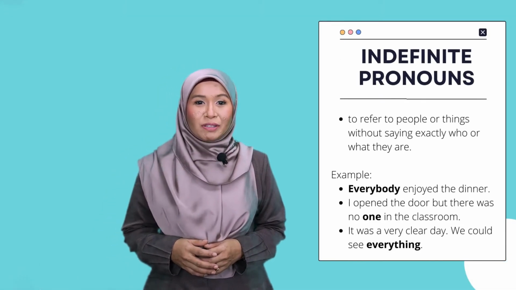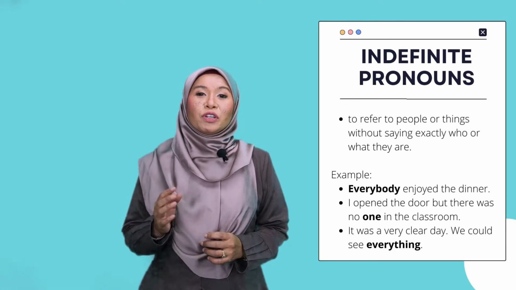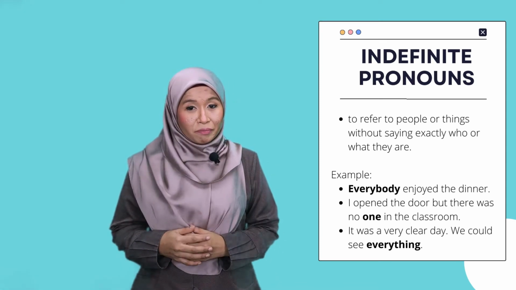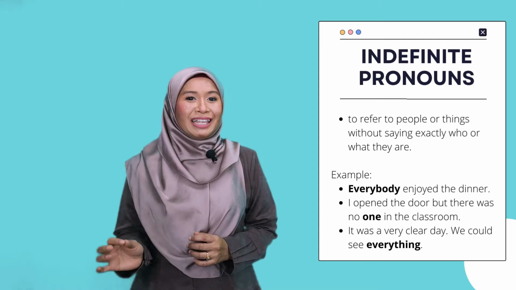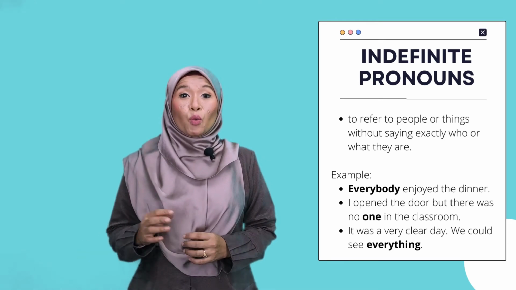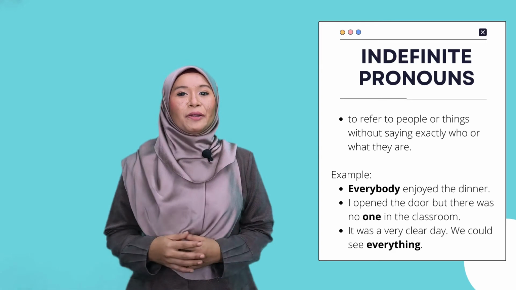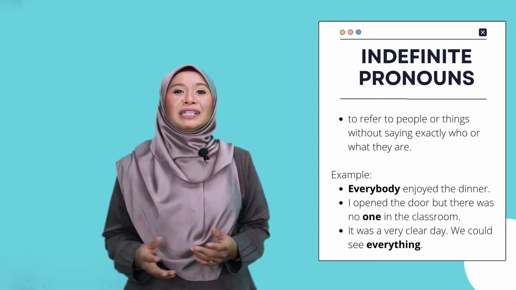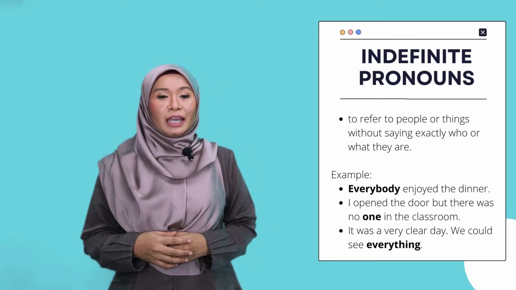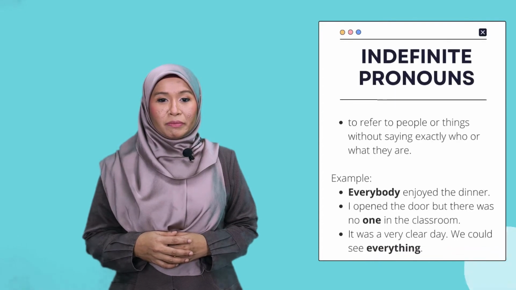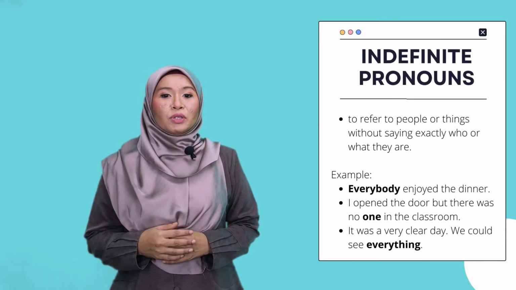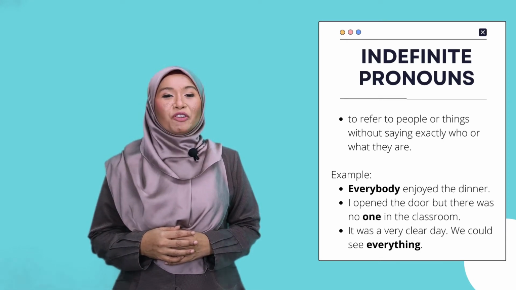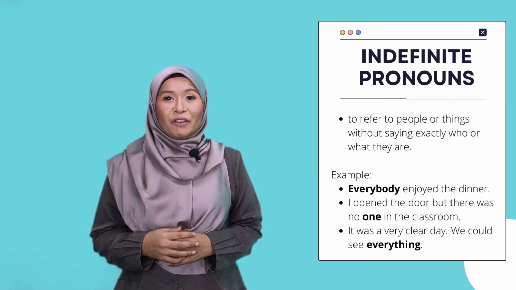Next, indefinite pronouns. We use indefinite pronouns to refer to people or things without saying exactly who or what they are. We use pronouns ending in body or one for people, and pronouns ending in thing for things. For example, everybody enjoyed the dinner. I opened the door, but there was no one in the classroom. It was a very clear day. We could see everything.